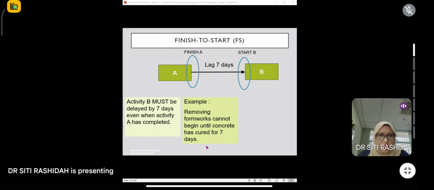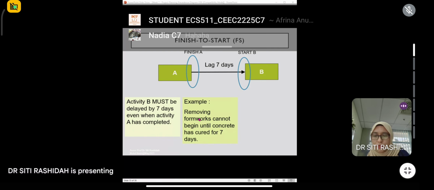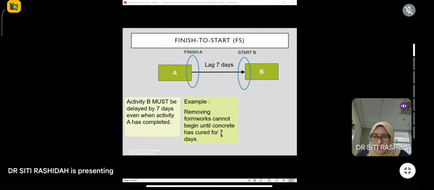What does it mean by curing? Curing to make it dry, like what your friend said, Fahmi said, okay? You have to make sure the concrete has cured, has dried, has gained the strength. Then only you can be able to remove the formwork. Okay? You tak boleh curah konkrit, besok tunggu buka. Habis semua. Okay? You cannot do that. So, you have to wait for 7 days. This is what the lagging here means.